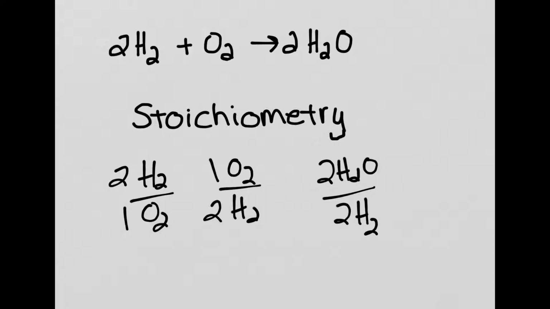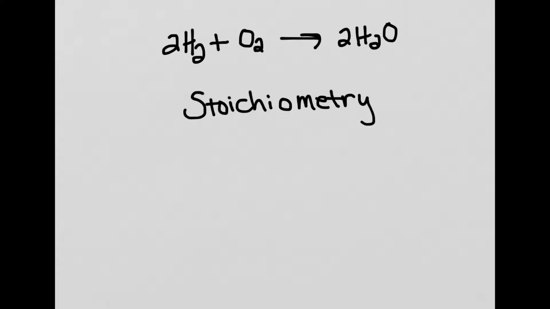And the way we figure out which one's on top and which one is on the bottom is using the factor label method. So let's do a quick example of using the factor label method to decide how to make our mole ratio. So here from the equation you can see that 2 moles of hydrogen react with 1 mole of oxygen to form 2 moles of water. But what if I only had half a mole of hydrogen gas? Then how much oxygen gas would I need?